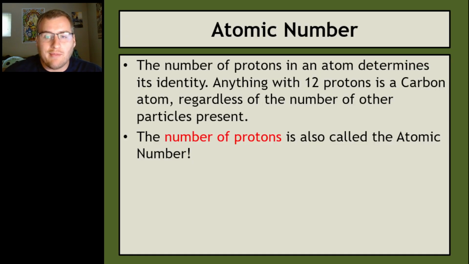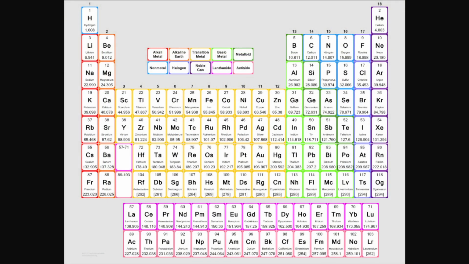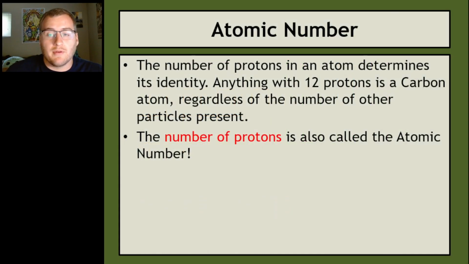Okay, a couple vocab words we have to go over. Atomic number is just the number of protons in an atom. It also determines its identity. If we take a look at the periodic table, the number at the top is the atomic number. It tells you how many protons it has, and you'll notice every single atom has a different number of protons. The number of protons determines what its identity is. Anything with 12 protons is a carbon atom, regardless of anything else. It doesn't matter how many neutrons, electrons, or anything else it has. If it has 12 protons, it is a carbon atom.